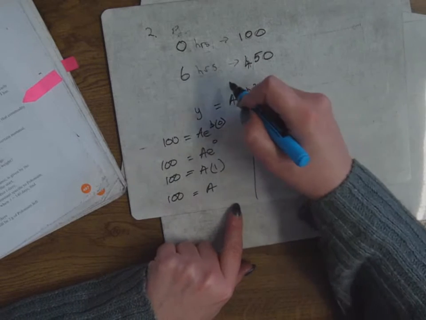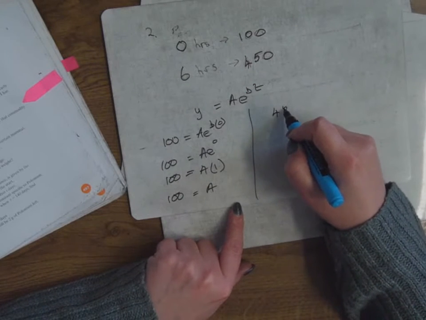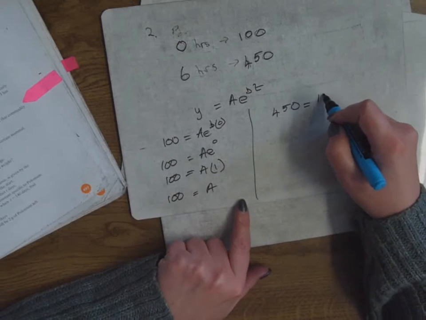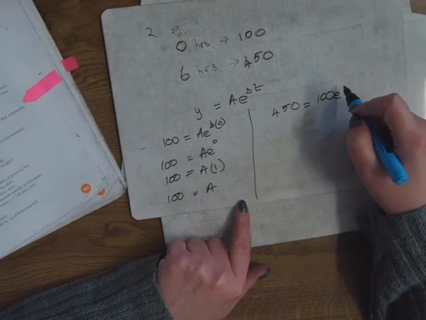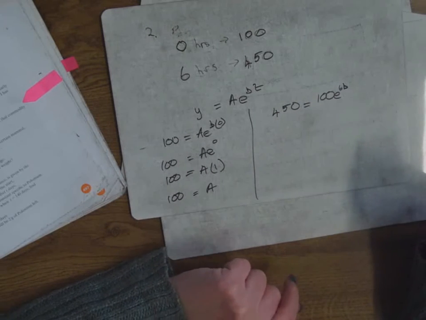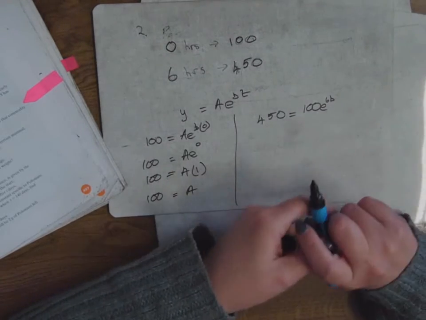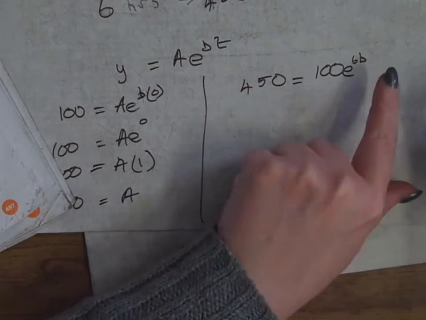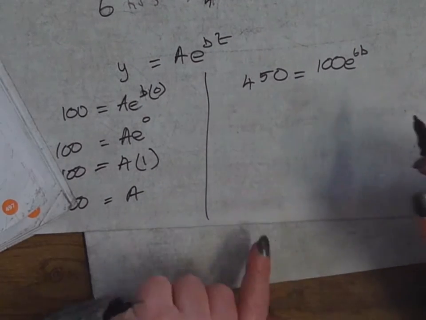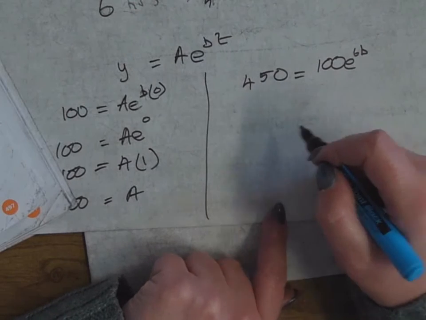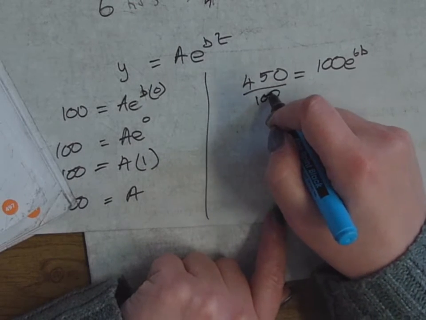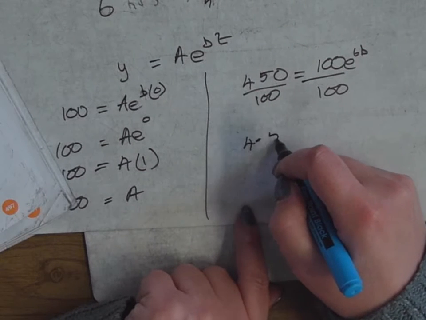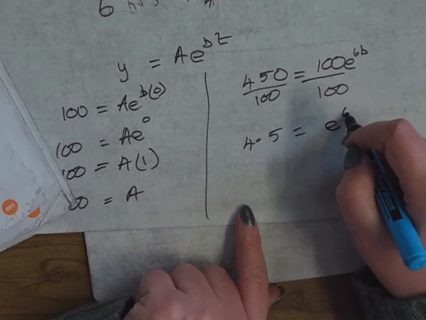The second piece of information was y was 450 at 6 hours. So I've just figured out a is 100, e to the power of 6b. Would that be okay if I wrote 6b instead of b6? Right, so divide each side by 100, and you get 4.5 is equal to e to the power of 6b.